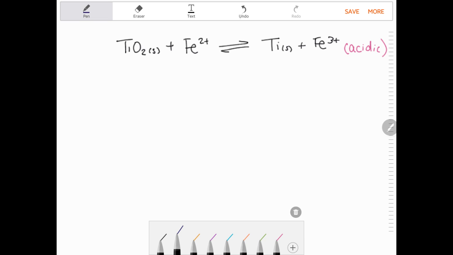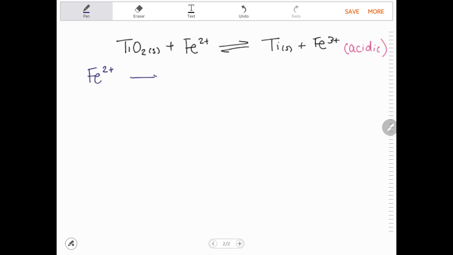So in our first half reaction, I like to pull out all entities that are similar to each other in terms of the atoms present. So my first will be my iron, so my Fe2+ goes to Fe3+. So this is my first half reaction, and essentially I still follow the same 5 steps, but I can stop once everything's balanced in both mass and charge.